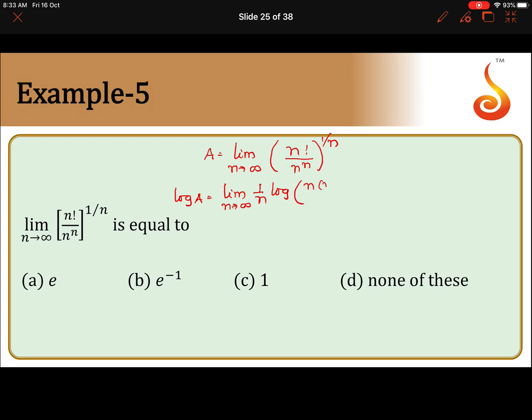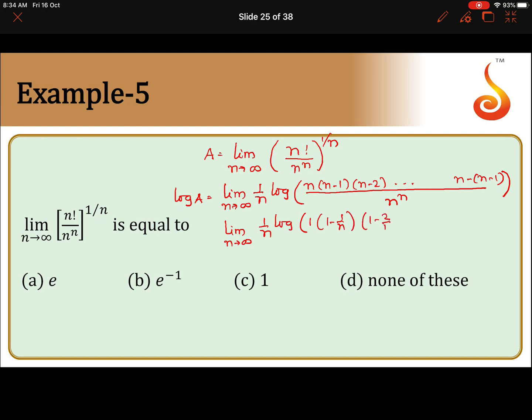n factorial can be written as n into n minus 1 into n minus 2 and so on up to 1, divided by n to the power n. So each term you take n common, we get limit n tending to infinity 1 by n log of 1 minus 1 by n, next bracket will be 1 minus 2 by n and so on 1 minus n minus 1 by n.